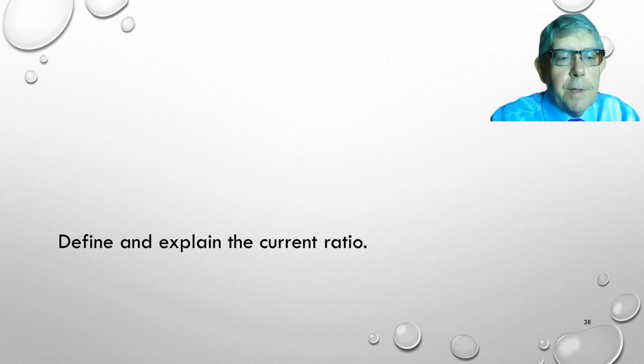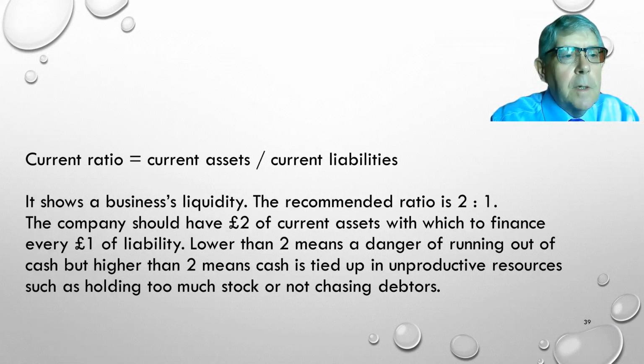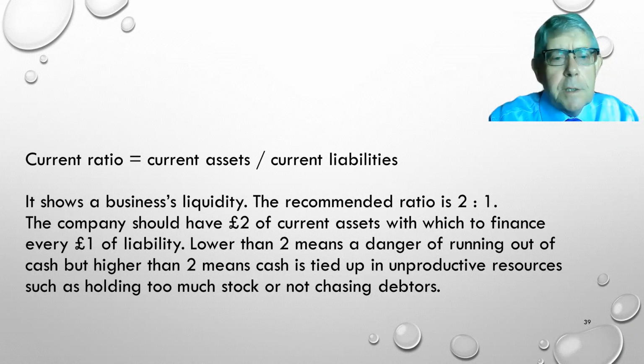Define and explain the current ratio. The current ratio equals current assets divided by current liabilities. It shows a business's liquidity. The recommended ratio is 2 to 1. The company should have £2 of current assets with which to finance every £1 of liability. Lower than 2 means a danger of running out of cash, but higher than 2 means cash is tied up in unproductive resources, such as holding too much stock or not chasing debtors.